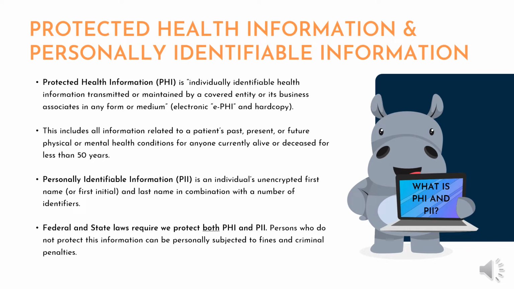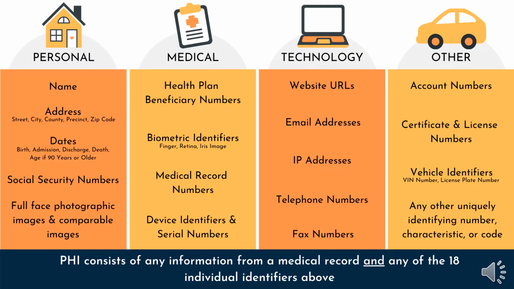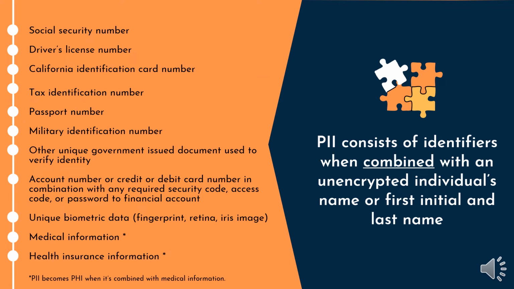The next couple of slides will give examples of both PHI and PII. PHI consists of any information from a medical record and any of these individual identifiers. Take a minute to review. Which were the most surprising to you? PII is personally identifiable information that is not necessarily health-related. PII does become PHI when it is combined with health information. Please review these potential identifiers.